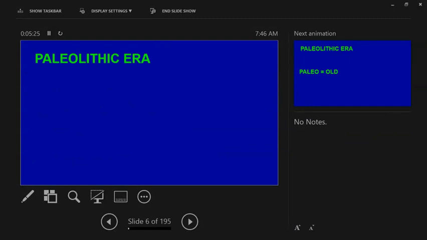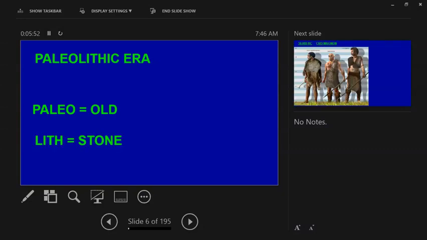So we're going to start our art history journey with the Paleolithic era. Paleo means old. What does lith mean? Lith means stone. There's a printing process called lithography where they print with stones. A monolith is a large stone.